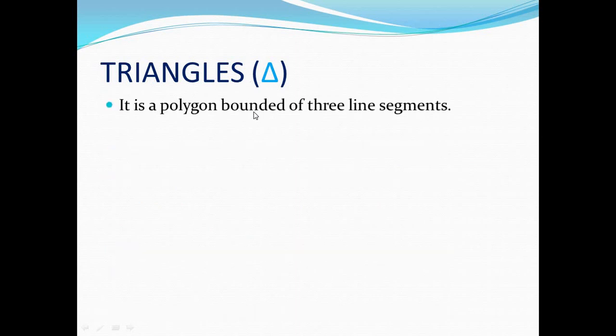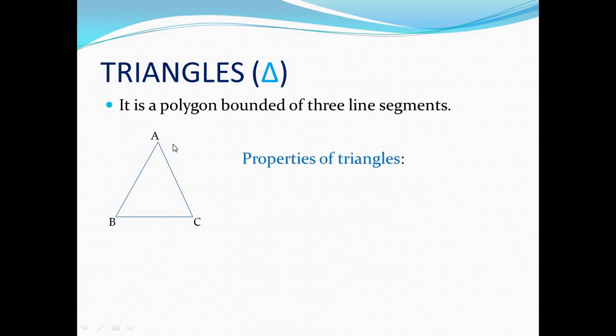Now, what do you mean by triangle? See, it is the symbol of triangle. Triangle is a polygon bounded by three line segments. See here, 1, 2, 3. So it is a polygon bounded by three line segments. We name it like this, so it is called triangle ABC.